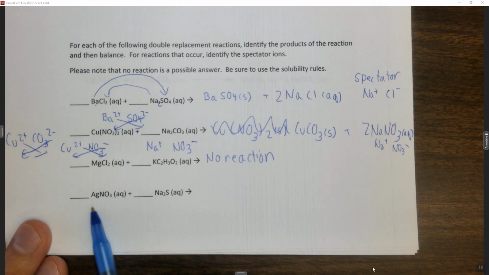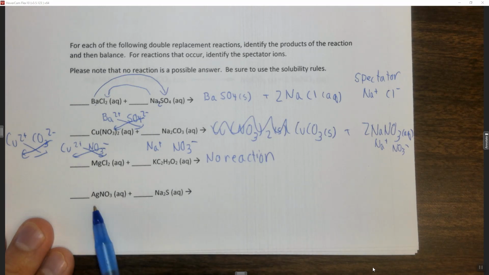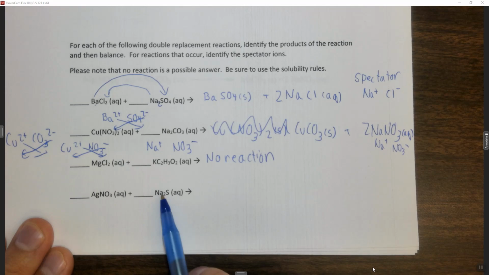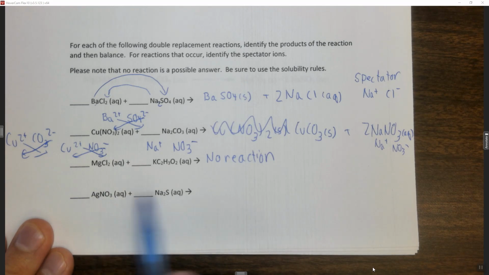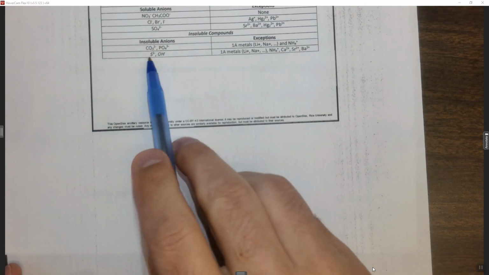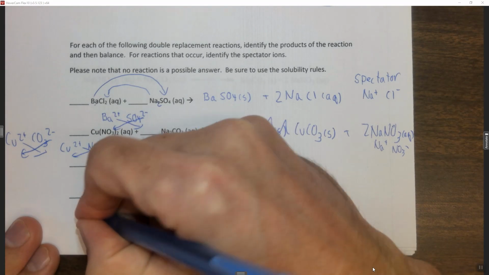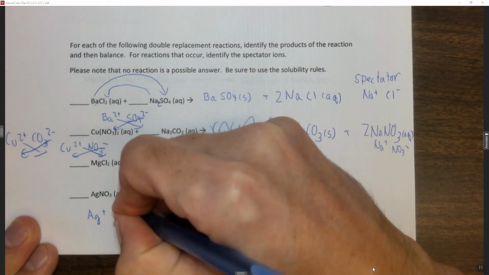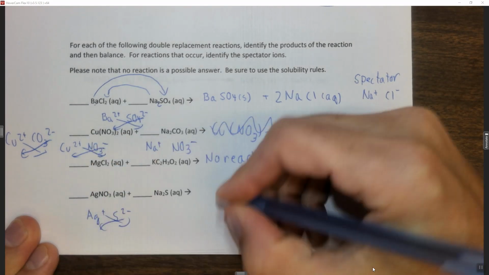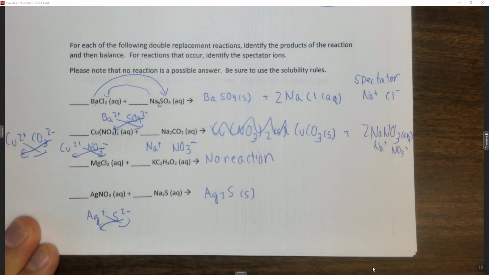Next one, we have silver nitrate with sodium sulfide. So what we want to look at is silver going with sulfide and sodium going with nitrate. So silver sulfide, we want to look up sulfides because we're not going to find silver over here. We look up sulfides and we see that it's at the bottom, so it's insoluble, and silver is no exception. So we have Ag plus, S2 minus, cross them, and we get Ag2S, which is not soluble, so it's a solid, and that's the driving force of this reaction.